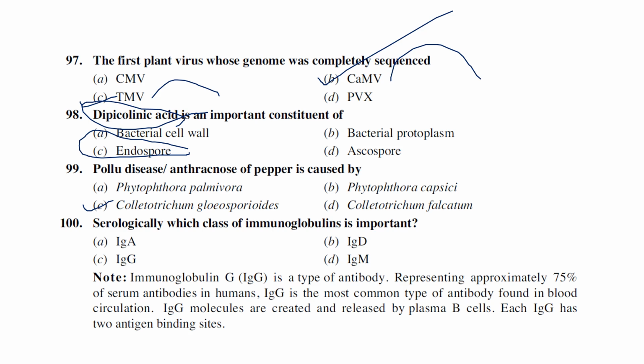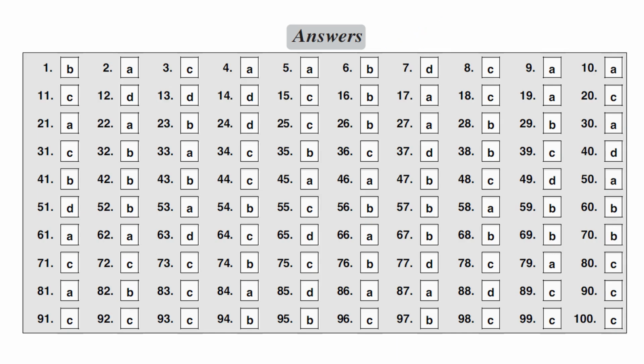Next one is serology. Serologically, which class of immunoglobulins is more important? IgA, IgD, IgG, IgM. Generally, IgG is the most commonly used immunoglobulin in serology. So these are all the answers.